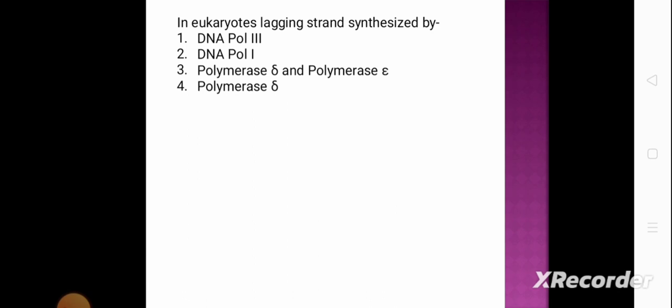Next question. In eukaryotes, the lagging strand is synthesized by option 1, DNA pol 3, option 2, DNA pol 1, option 3, polymerase delta and polymerase epsilon, option 4, polymerase delta. And the correct answer is option 3, that is polymerase delta and polymerase epsilon.